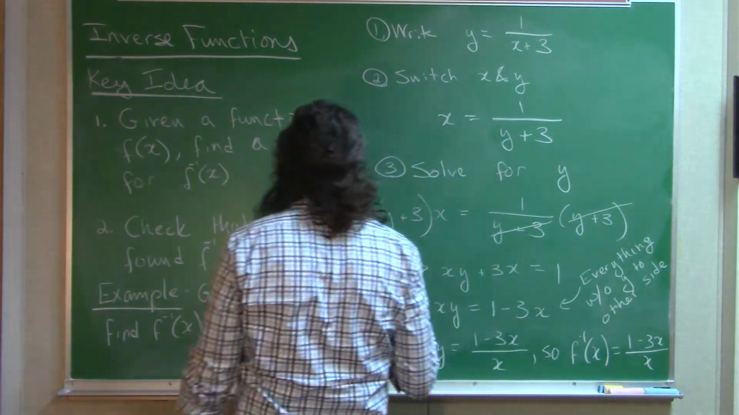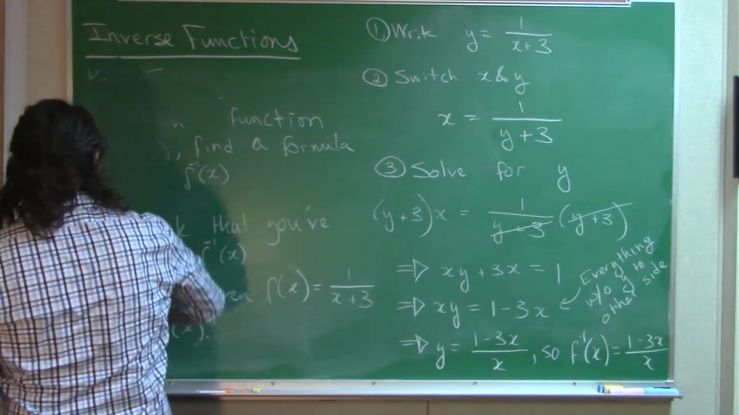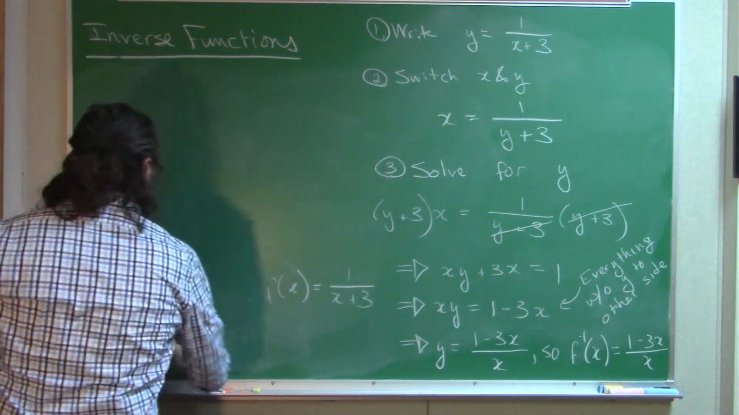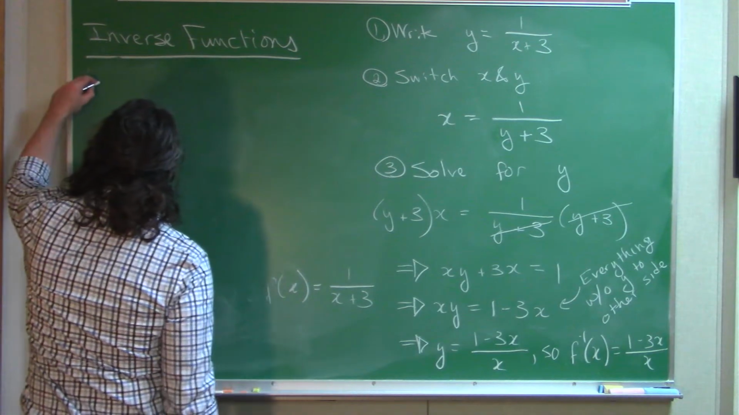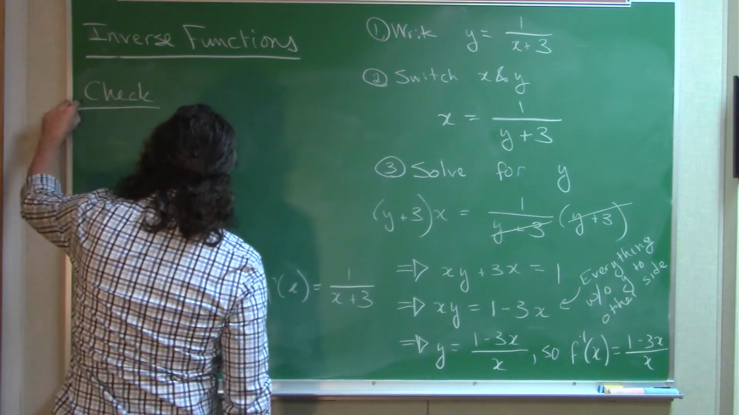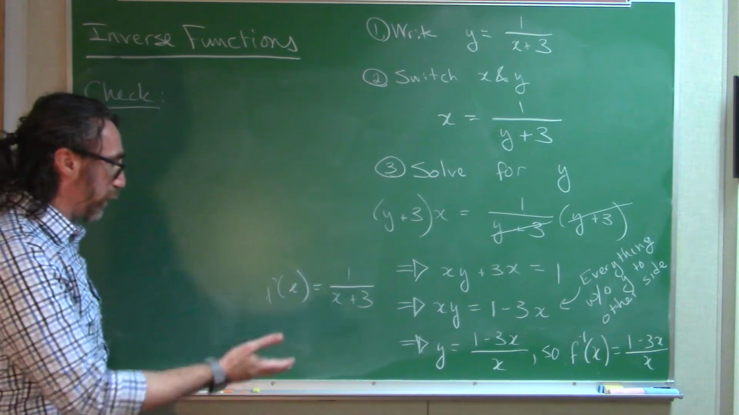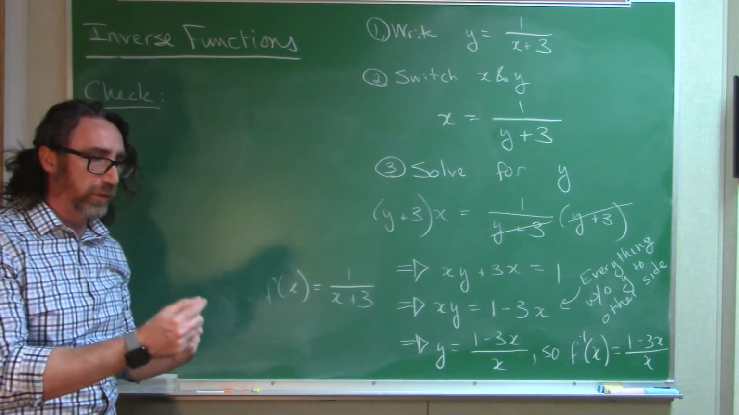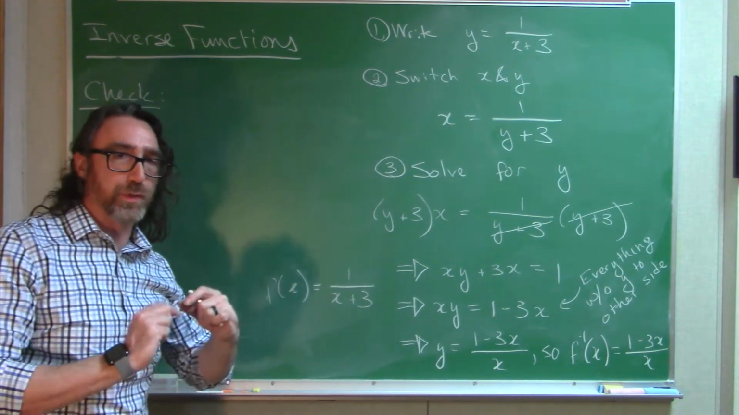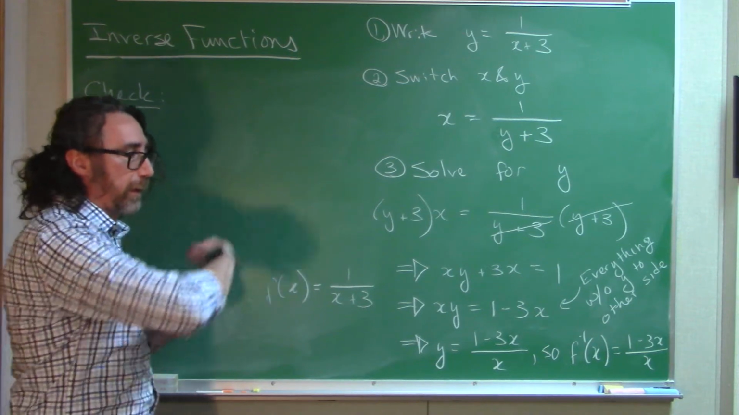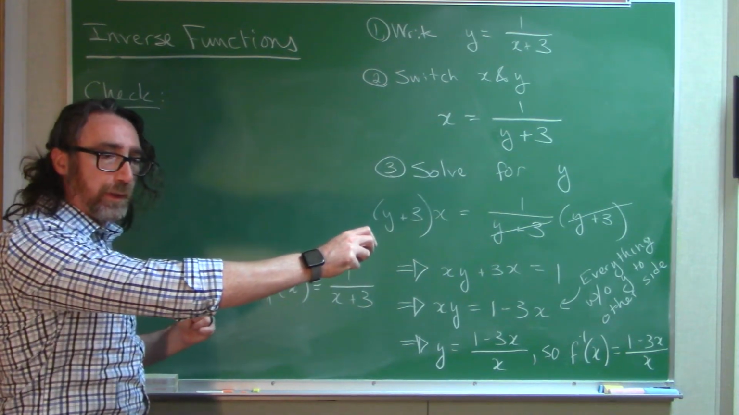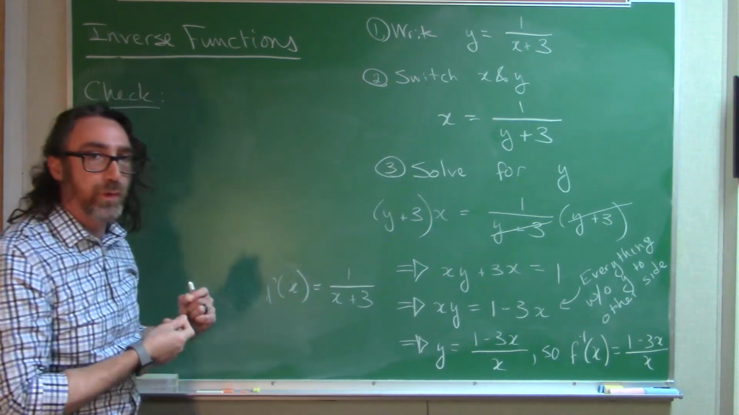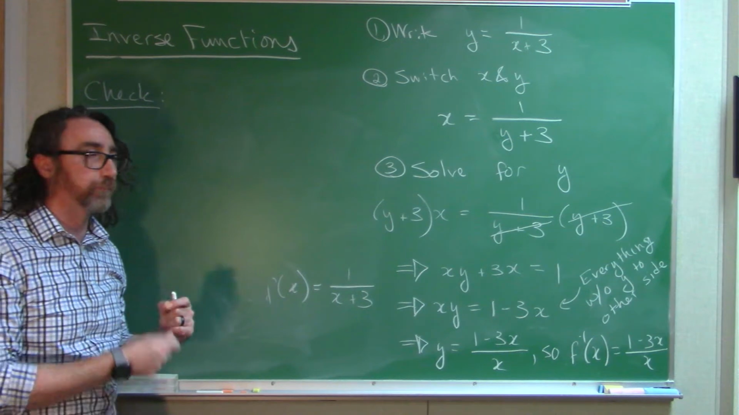Let me do a couple more examples for you. Oh, and before we go on to other examples, let me do a little check. I've got a formula for f, I've got a formula for f inverse. Now let's think about what an inverse is supposed to do. A function takes an input, makes some changes, gives you the output. If you then immediately apply the inverse function, that should undo those changes and get you back where you started.